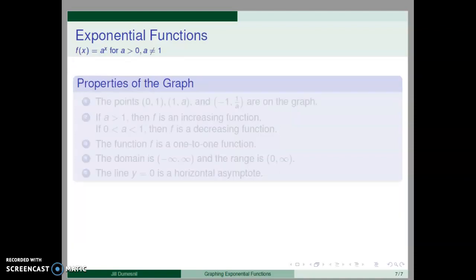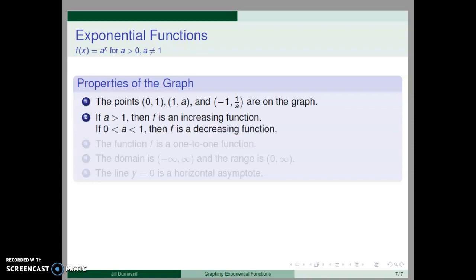Let's summarize the properties of the graphs of the exponential functions. The 3 points, 0, 1, 1, a, and -1, 1 over a, are always on the graph. If a is greater than 1, then the function is increasing. If a is a fraction between 0 and 1, then the function is decreasing. In either case, the exponential function is a one-to-one function. The domain is the set of all real numbers, and the range is the set of positive real numbers.